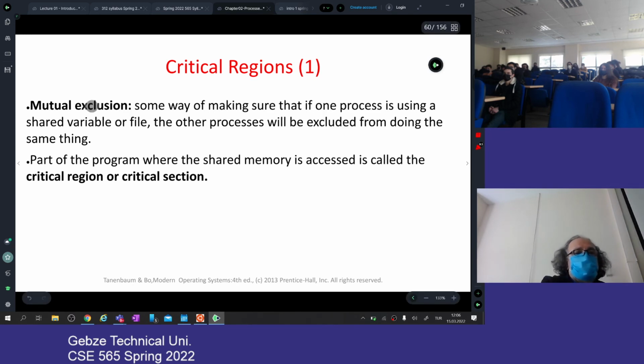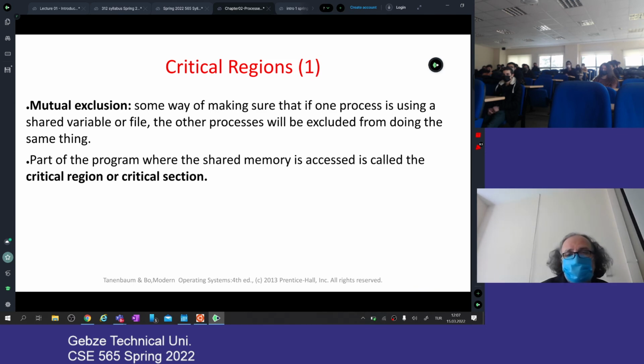And coming from this mutual exclusion area, with the help of the operating system or some kind of helper library, the part of the program where the shared memory is accessed will be called the critical region, or critical section, and the operating system will help us define these sections and enforce these mutual exclusion zone rules.